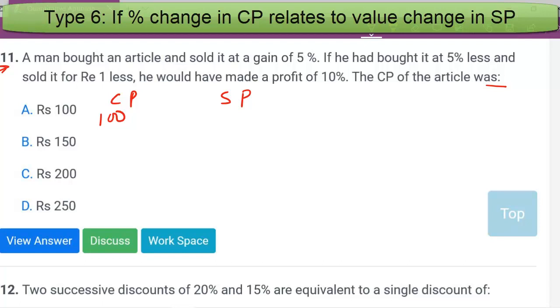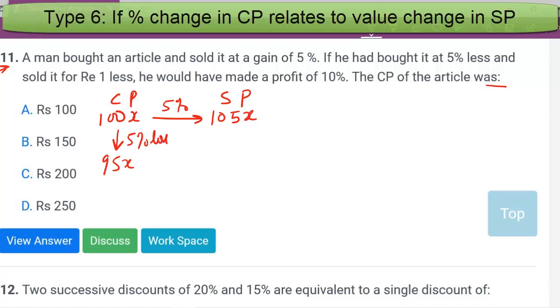So a man bought an article and sold it for a gain of 5%. If the CP is 100 and the gain is 5%, you can also assume 100x, it will give the same result. So SP would have been 105x. If he had bought it at 5% less, right? So 5% less means 95x.